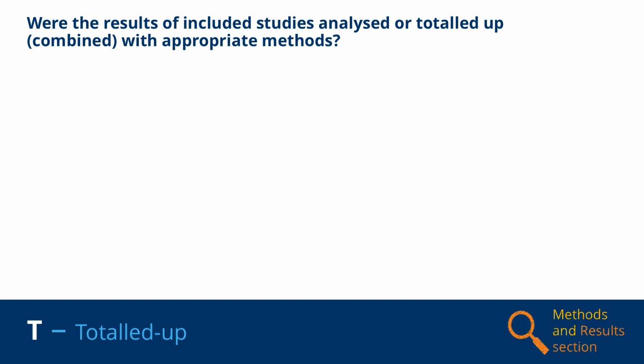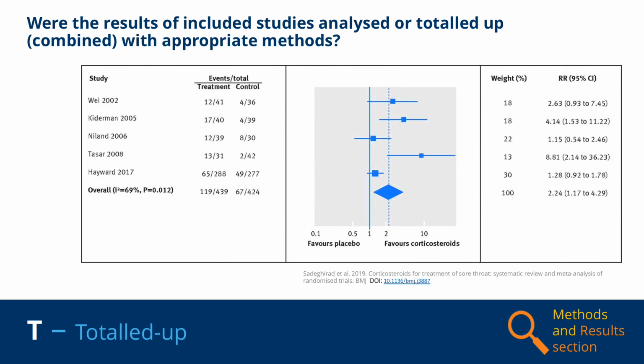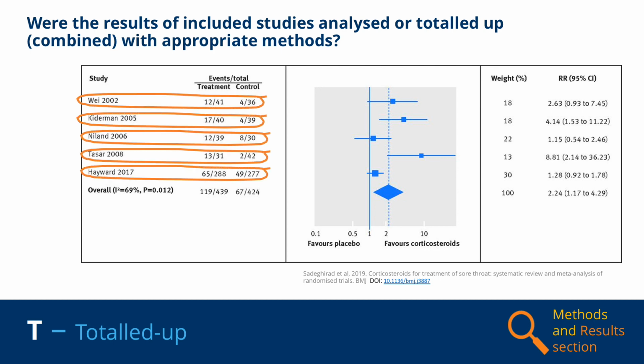When reviews combine the results of included studies, we need to be able to determine whether this was done appropriately. Information about this will be found in the Methods and Results section of the paper. The correct way to combine or pool the results of included studies is in a meta-analysis. Here's an example of a forest plot, which is the way the results of meta-analysis are typically displayed. The forest plot shows the results of each individual study expressed in a standard way. In this case, it's the risk ratio, also known as relative risk, which is the ratio of the risk of the outcome in each study group.